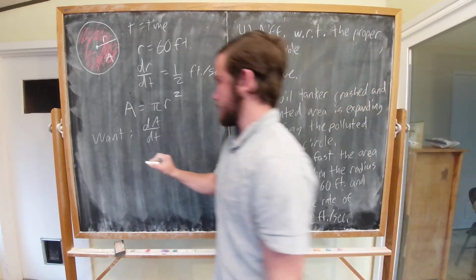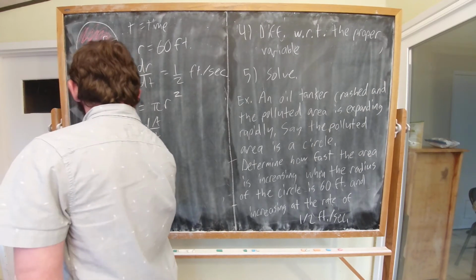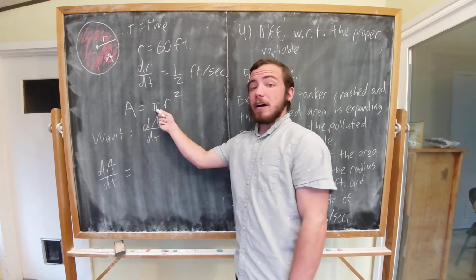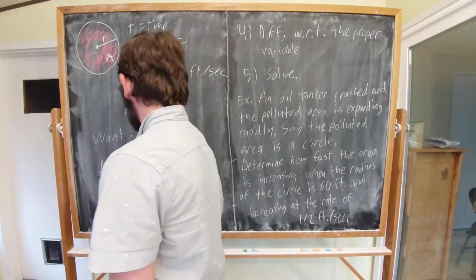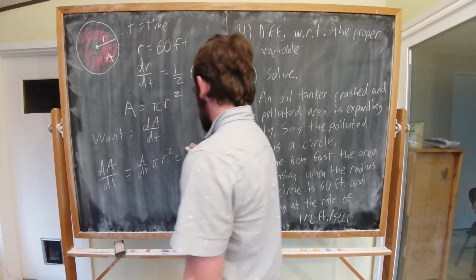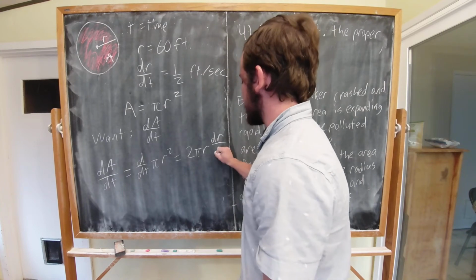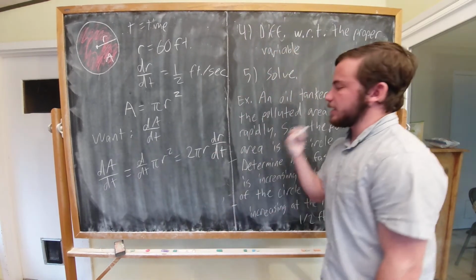Let's find it. dA/dt is the same as the derivative of this side with respect to t. d/dt of pi r squared, which will be 2 pi r dr/dt.